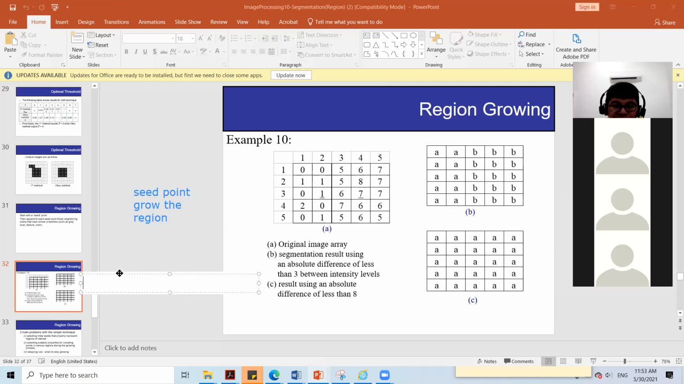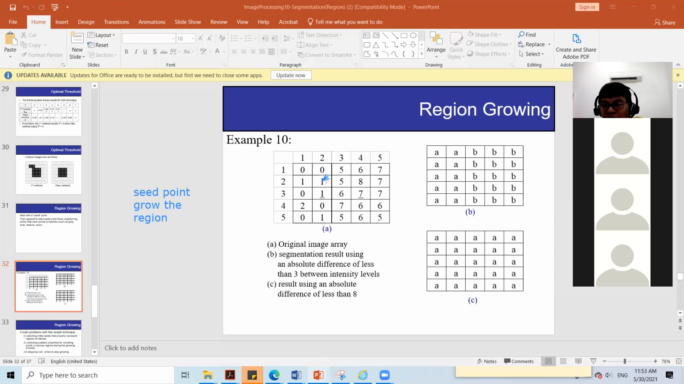Let's say I pinpoint the seed point somewhere here. I start from here. Then what should you do? The next step is you do the region growing, which means you check the surrounding values. You can go up, right? Going up, you compare with the next one. 0 and 1, is it very close or not?